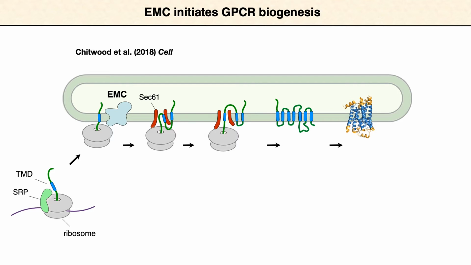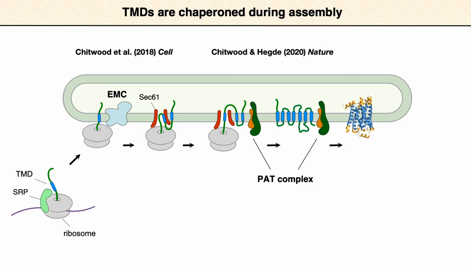So then after figuring out that EMC was actually acting at this early step, we were really interested in what happens further downstream, and that is, how is a membrane protein folded? And so we went searching for previously unidentified chaperones in the membrane. And what we found was this novel intramembrane chaperone complex, which we're calling the PAT complex. And it turns out it actually binds to transmembrane domains based on the presence of hydrophilic residues, and remains bound until the entire protein is synthesized and has a chance to fold into a three-dimensional structure.